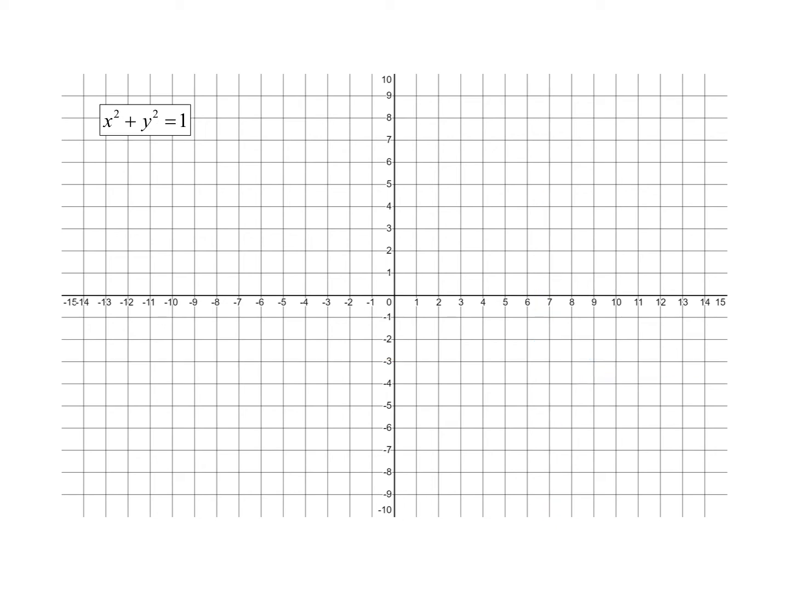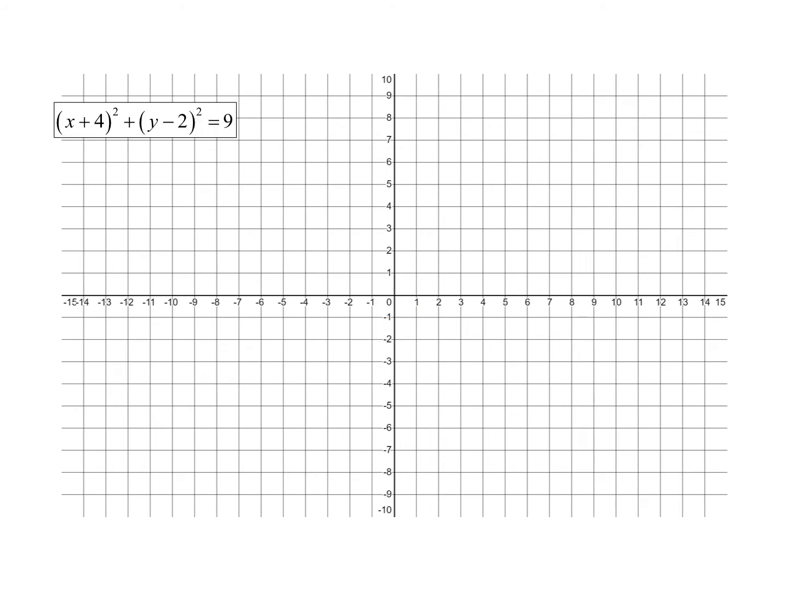Now this example, we have a circle. In particular, this one's often referred to as the unit circle. We have a center at 0, 0, and then a radius of 1. So it's just a small little circle.